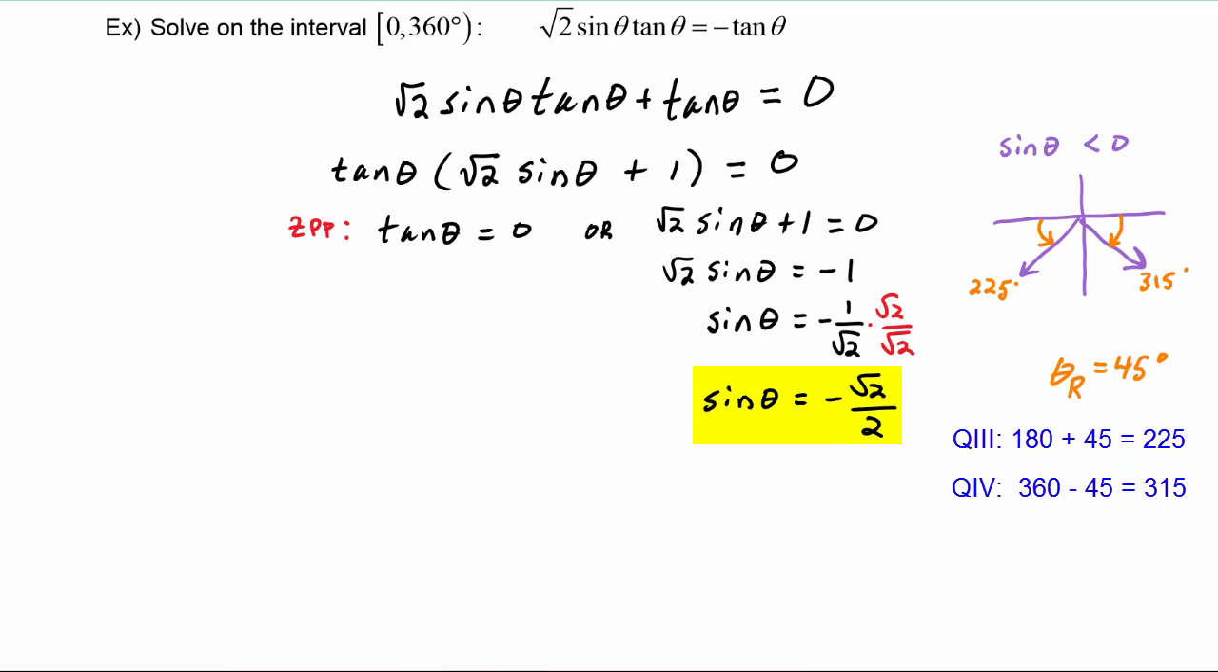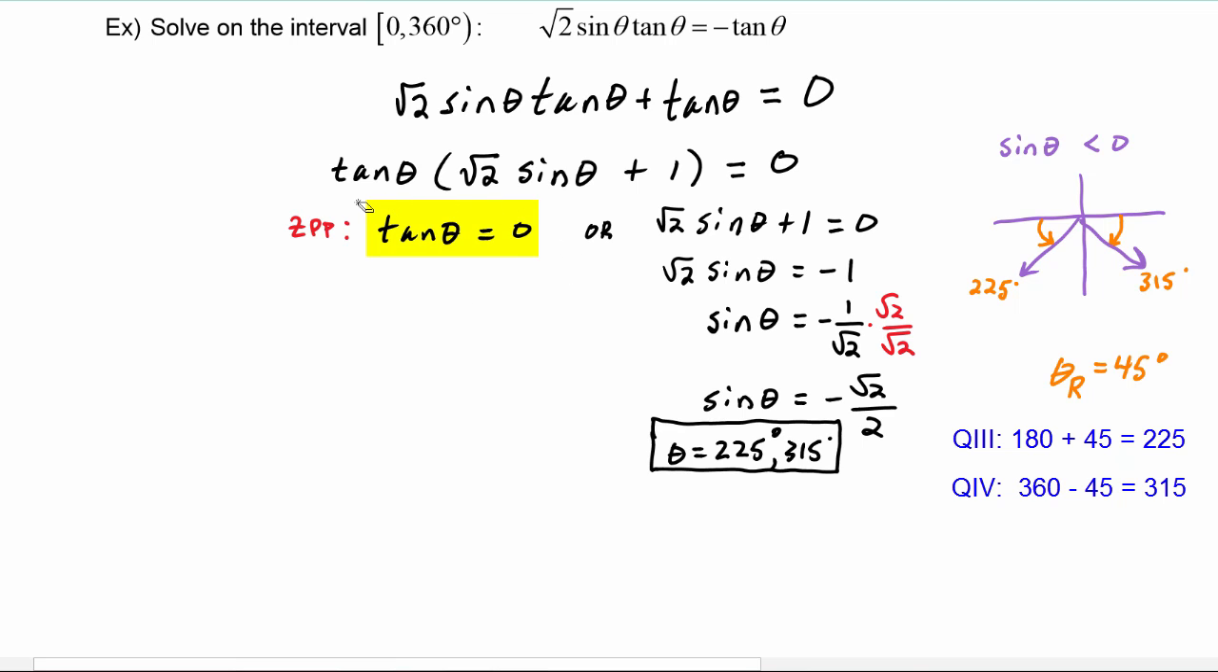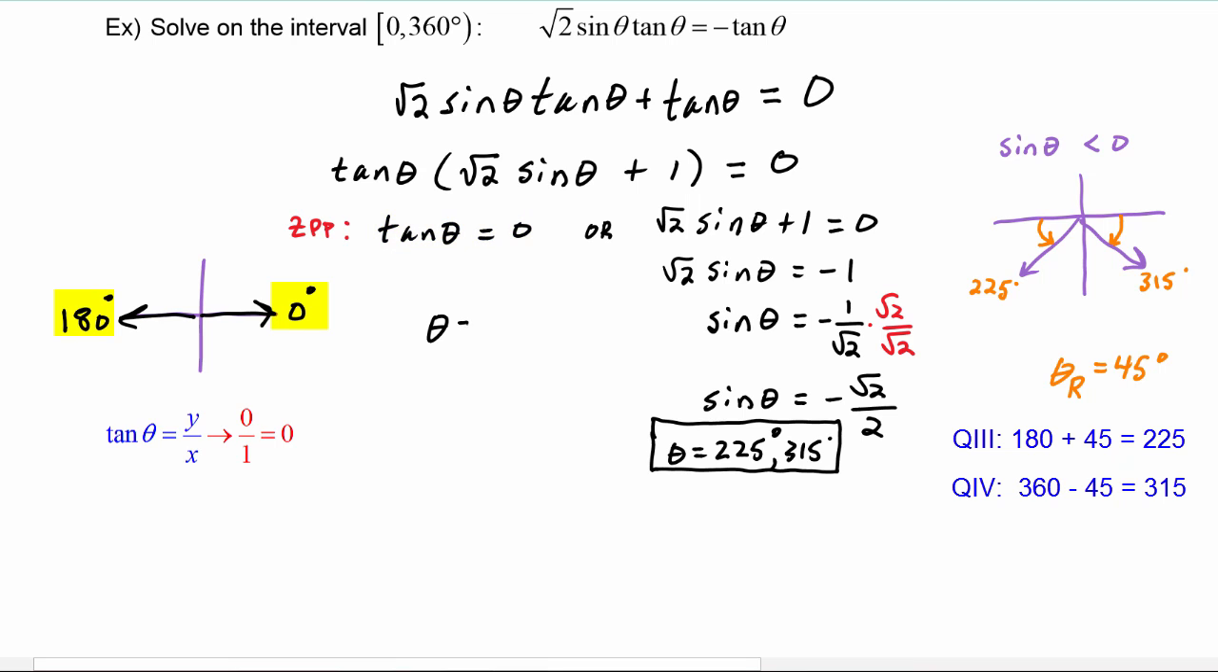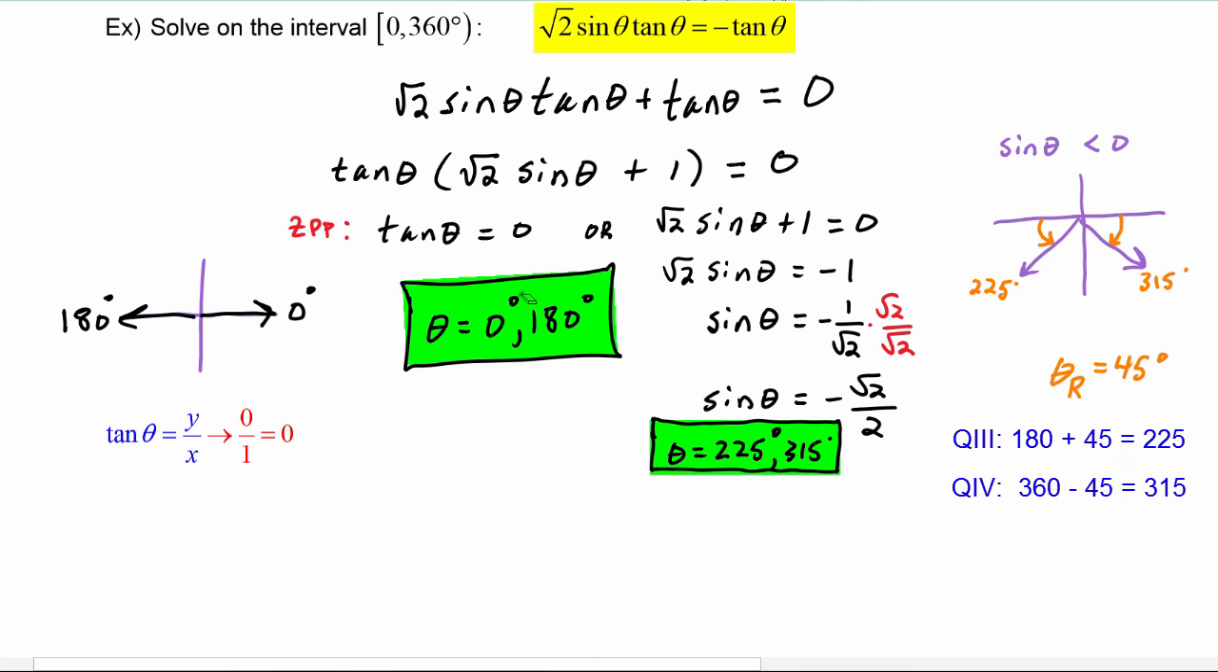So from this piece of the equation, we are going to get that theta is equal to 225 degrees or 315 degrees. Now over here, the other part of the equation, we have that tangent has to equal 0. So if we look at that picture, we know that tangent is y over x, so tangent's going to be 0 when the y value is 0, and that happens here at 0 degrees and over here at 180 degrees. So from this piece of the equation, we get that theta is 0 or 180. So once again, this equation here has 4 solutions.